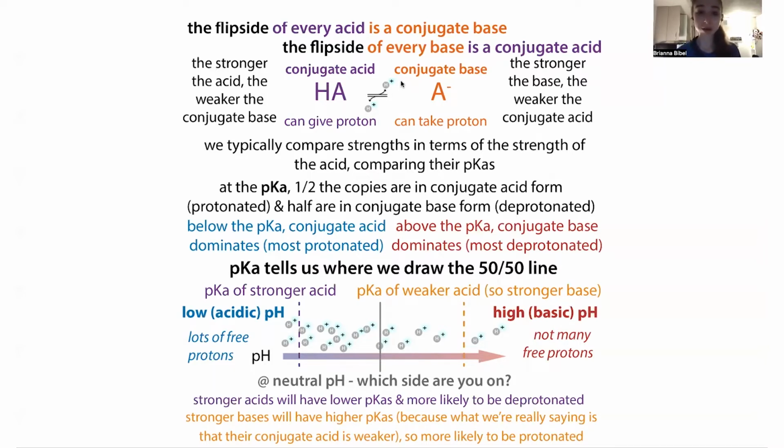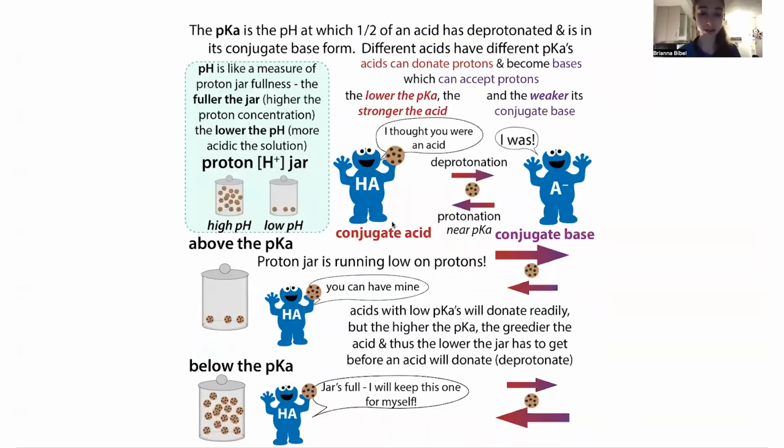And which one you're more likely to find it in is going to depend on how greedy it is for that proton, as well as how many protons are around. So if you have a stronger acid, and remember an acid is something that donates a proton, it's going to donate a proton even if the jar is fairly full. But if you have a weaker acid, well, now it's going to say, okay, the jar's fairly full, I don't need to donate one. Well, this isn't really how it works.